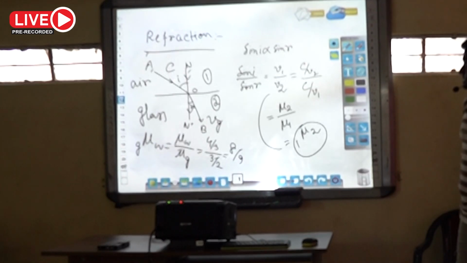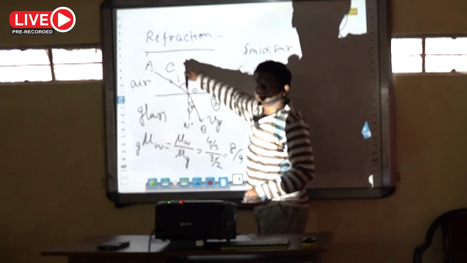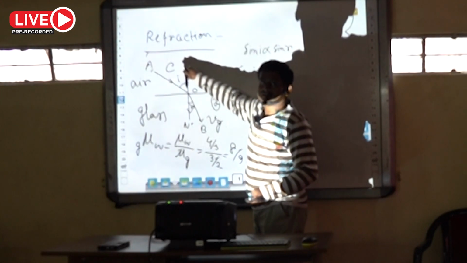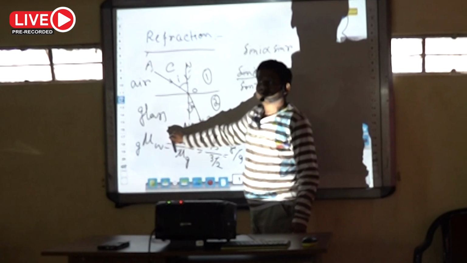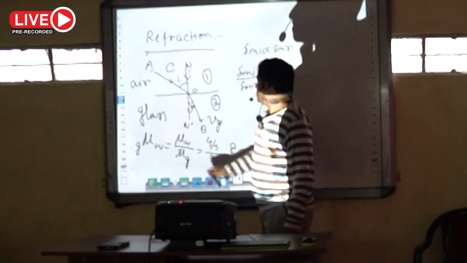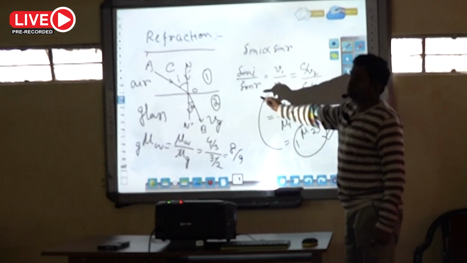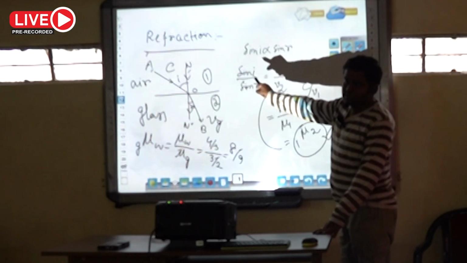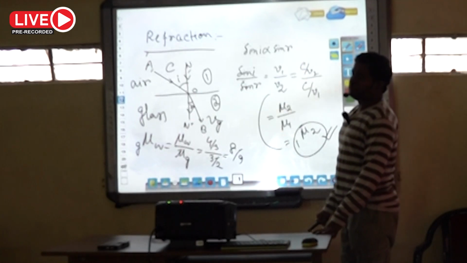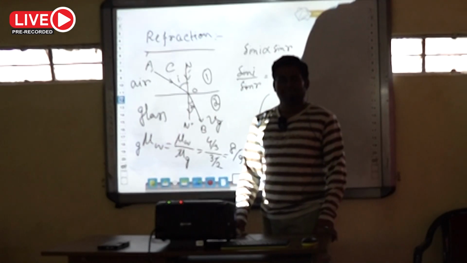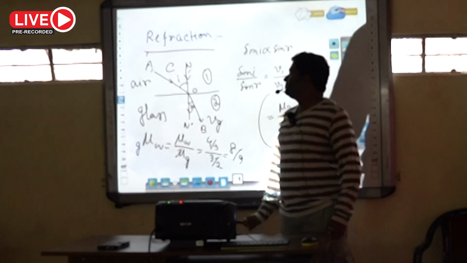In the case of normal incidence, when light falls incident along the normal, what is the value of the angle of incidence? 0 degree. What is the value of the angle of refraction? So both are 0. Now, what will be the value of 1 mu 2 according to Snell's law? Sin 0 by sin 0. That is 0 by 0. 0 by 0 is... Okay. Fine.